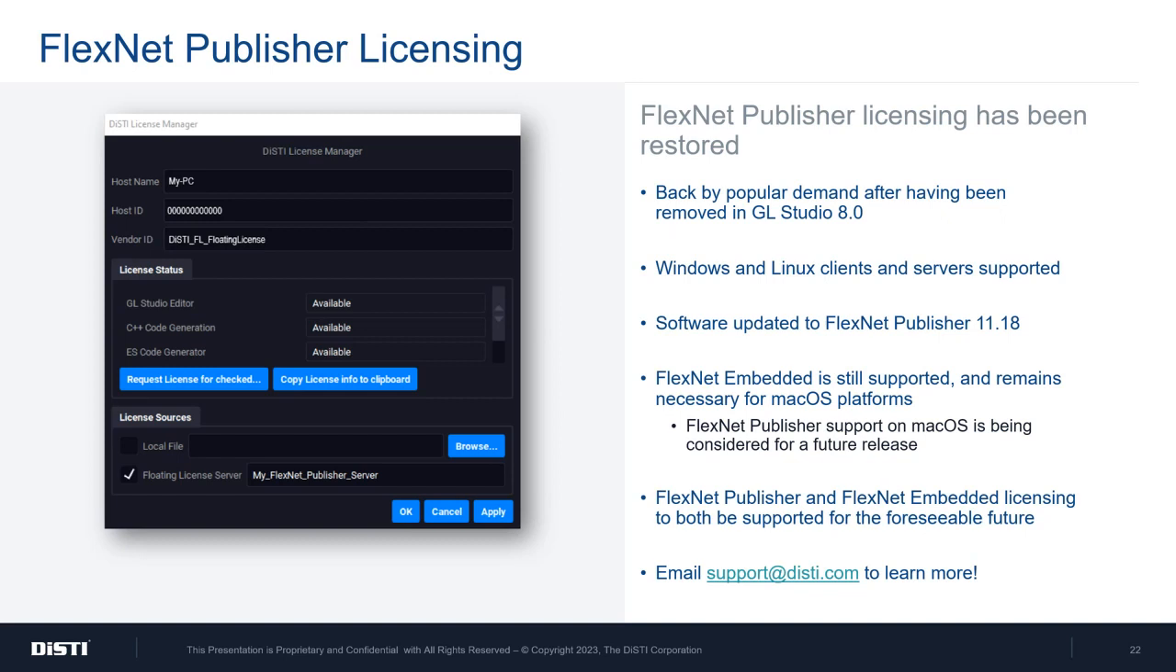I'd also like to note that current customers using any version of GeoStudio 8 can continue to use their current licenses and download GeoStudio to start using the new features right away. Customers interested in switching licensed server products can reach out to our support team to receive an updated license. Our support team can be reached by emailing support@DiSTI.com. So we're really happy to be bringing back the option of using FlexNet Publisher.